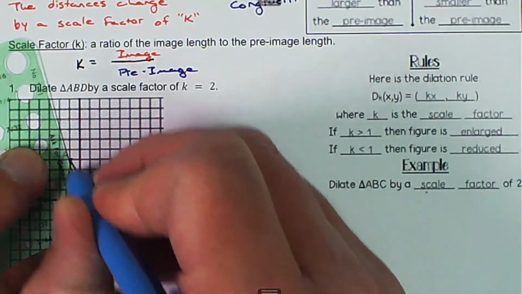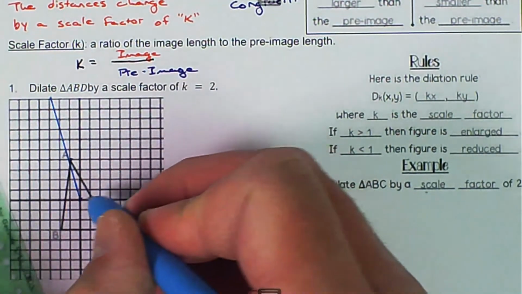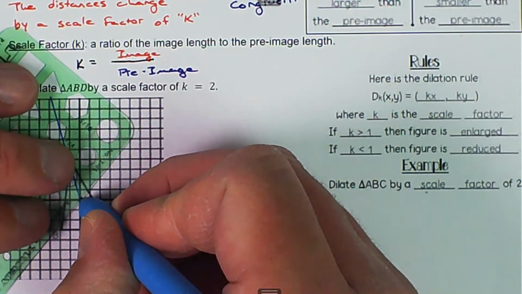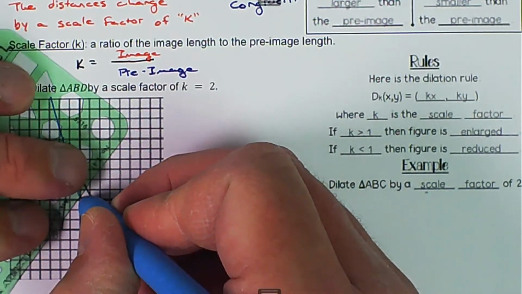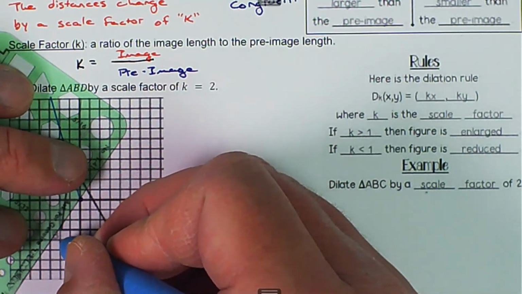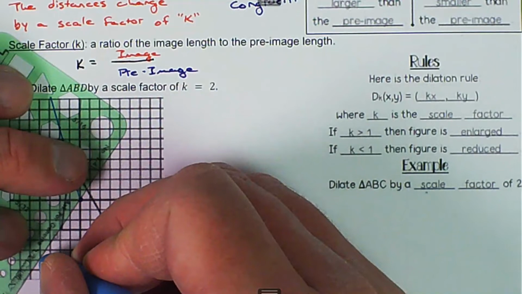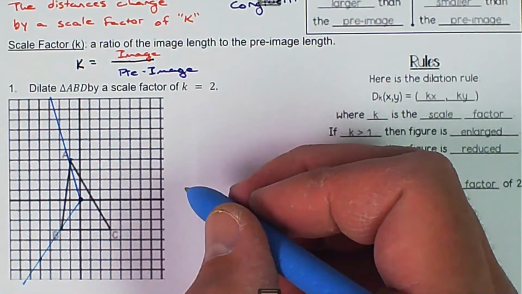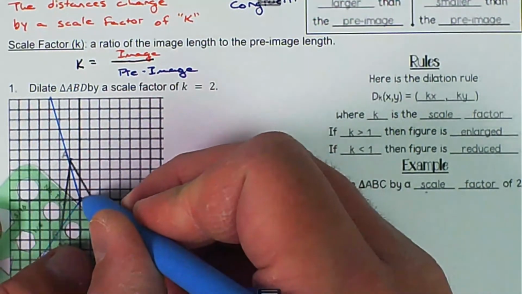All right, so I'm going to draw a line that goes through the origin and through the point. And I'm going to do the same thing here. And the same thing for C.